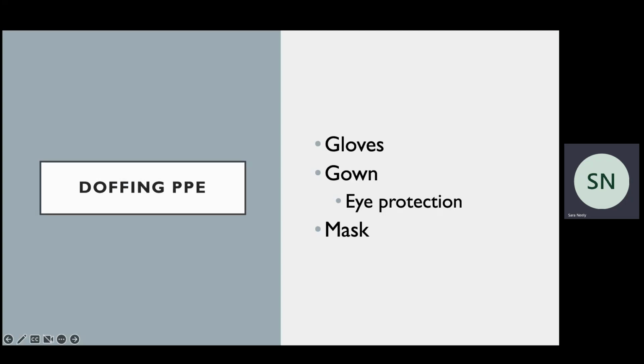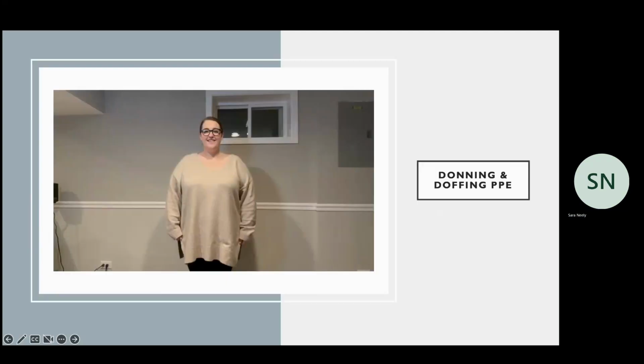To take off your PPE, you will remove it in this order: gloves, gown, mask. Again, if you're in a room that requires eye protection, you will remove that third, between your gown and your mask. And we're going to watch a short video about donning and doffing PPE.